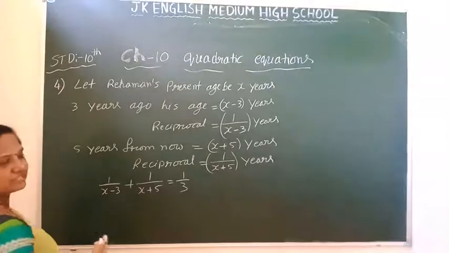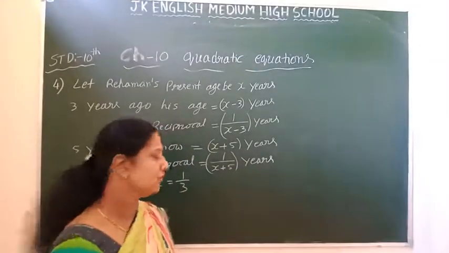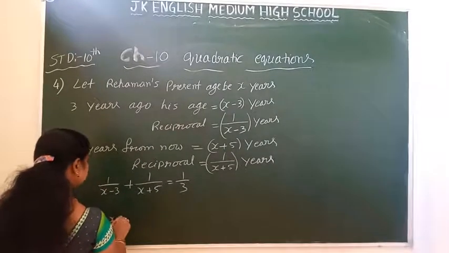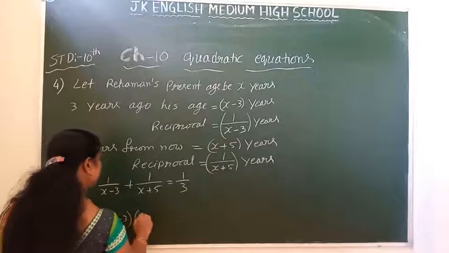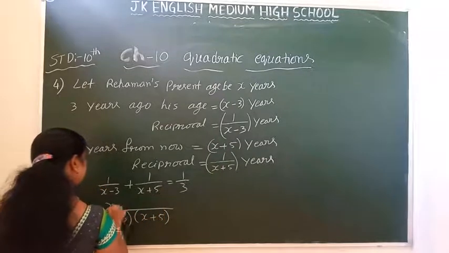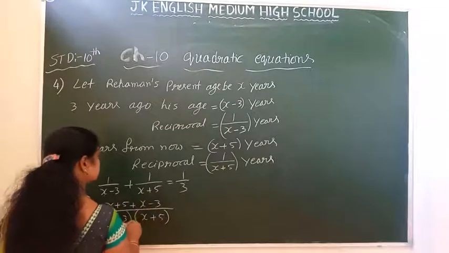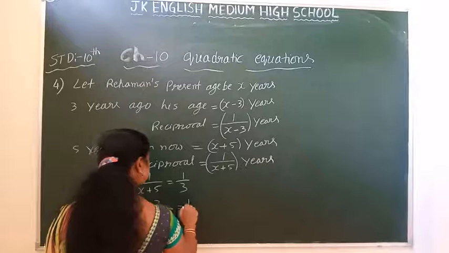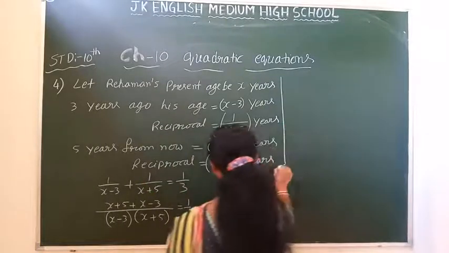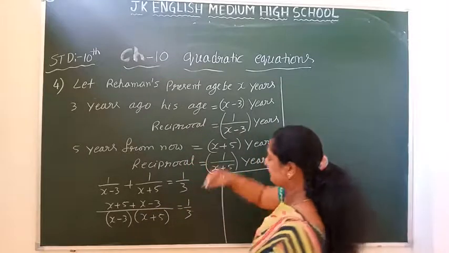Then the method is same. After converting the statement to equation form, you have to take the LCM for these two, that is x minus 3 into x plus 5. This is equal to x plus 5 plus x minus 3 is equal to 1 by 3. So then simplify now.